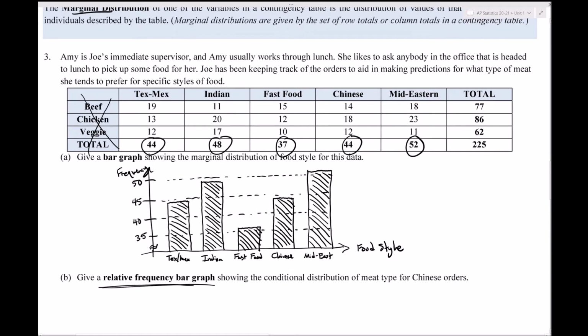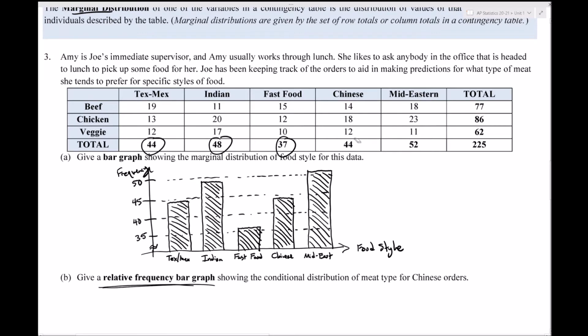This is data that's collected on food orders. So these are food orders classified with respect to two different variables. One of those variables is the style of food, like the ethnic origin of the food, I guess you could say, though fast food is not an ethnic origin unless, well, that's an American thing, most likely. But either way, the type of food or the style of food, and then what the food consists of regarding the meat or the lack thereof. So beef, chicken versus vegetarian.